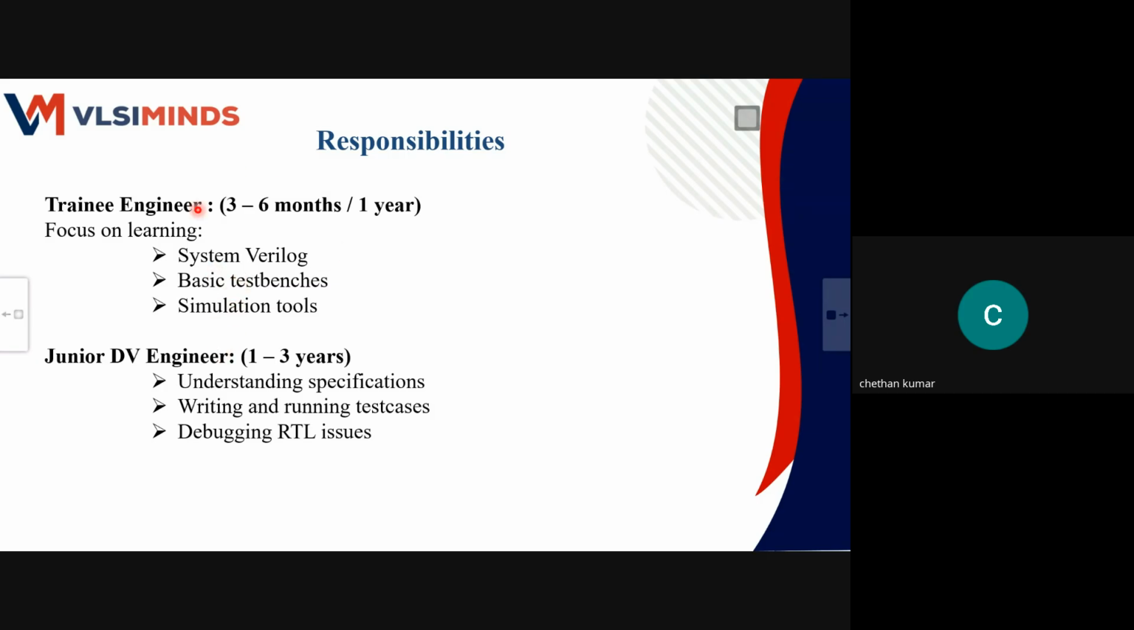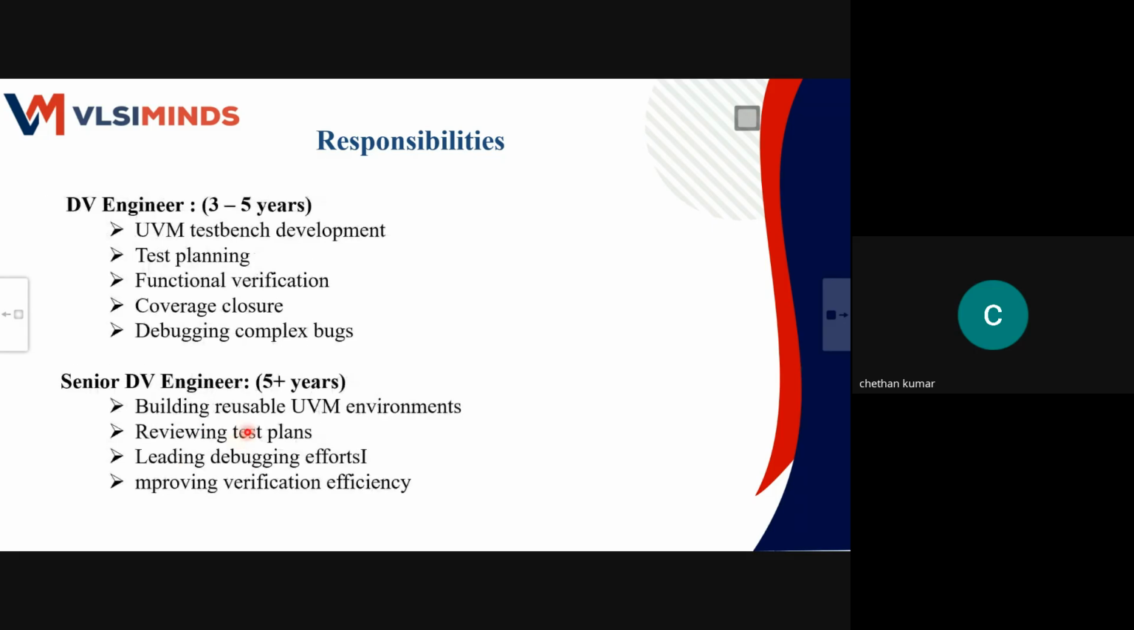Okay, once you get an experience of 1 year, if they convert you into a full-time employee, you will join as a junior design verification engineer. Here you will be given some specifications to understand, and you will be asked to write and run some test cases, and you have to debug some RTL issues, not major issues, minor issues they will give. Once you get 3 to 5 years of experience, they will move you to the design verification engineer role.